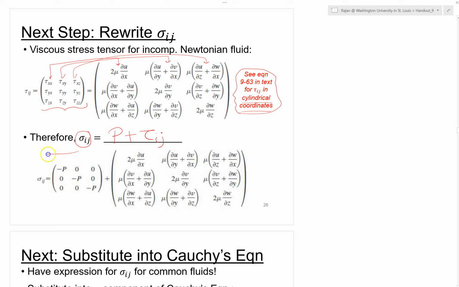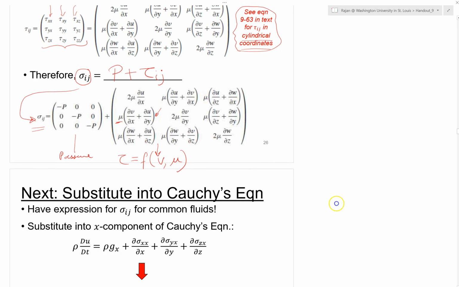Now when you simplify the complete equation, what you find here is that sigma ij, the stress tensor, is equal to the pressure plus the viscous stress tensor as expressed in terms of change of velocity, or a function of velocity and viscosity. So that is pretty much what we said, that we are making tau a function of velocity and viscosity. That is our objective. We have been successful in achieving this.